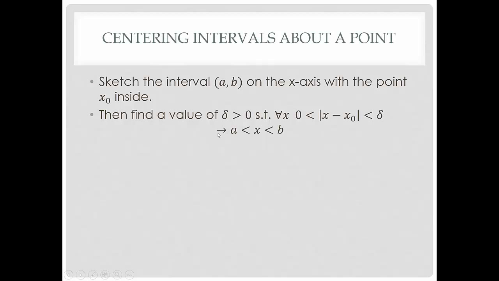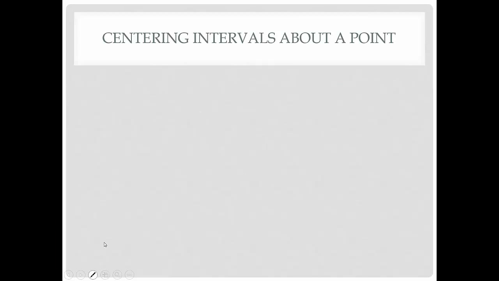So let's look at centering intervals first. If I want to center an interval around a point, so I'm looking at centering an interval around a point on the x-axis with the point x naught inside. So I'm just looking at an x number line right now. Then find a value of delta that's greater than 0. So this is going to be my interval around my x naught, such that for all x, I keep within this interval. Of course, delta is going to be greater than 0 because I can't get perfect. And I'm going to stay below this delta that will make my interval the smallest. So let's see how we could do something like this.